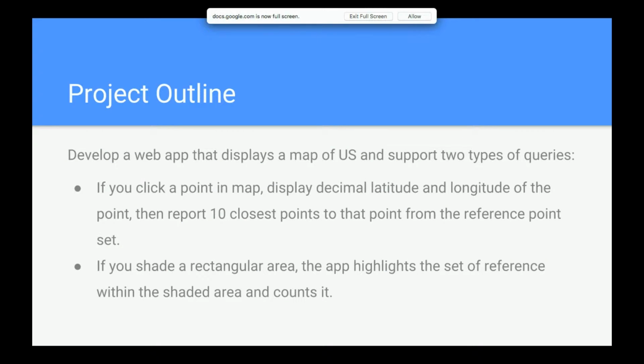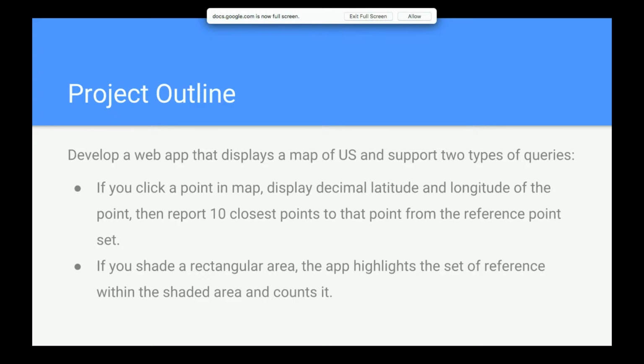For our project outline, we built a web application to display the map of the whole of America, which supports two major functionalities. First, if you click one point on the map, it will show the latitude and longitude value of that point and report the nearest 10 points loaded from the backend database.